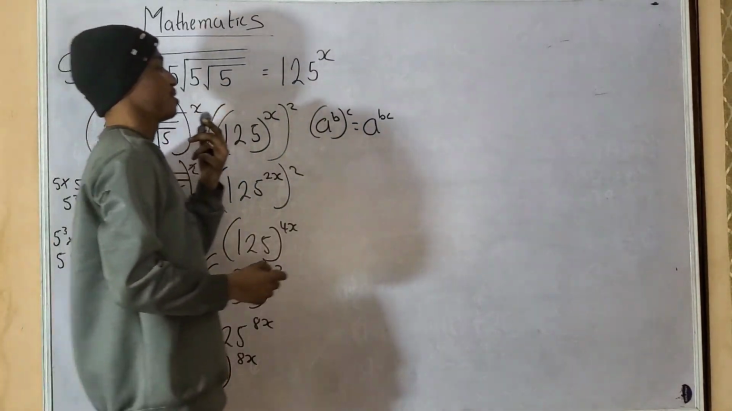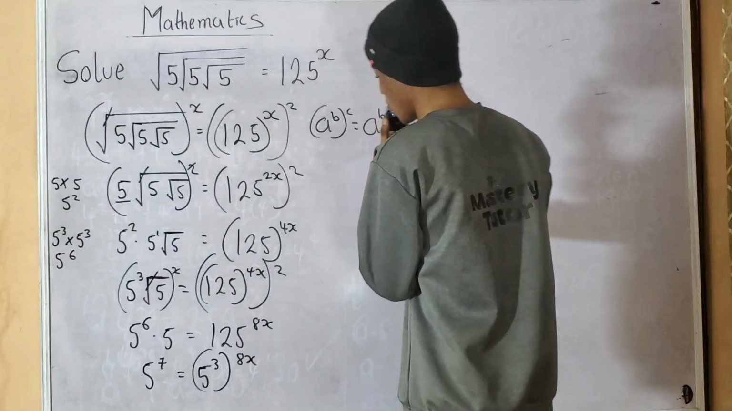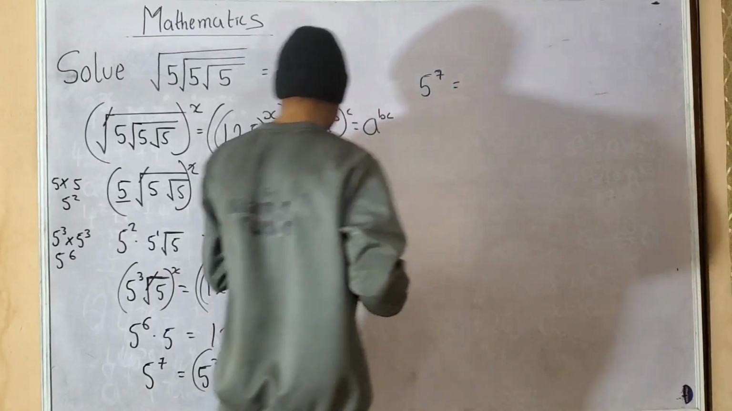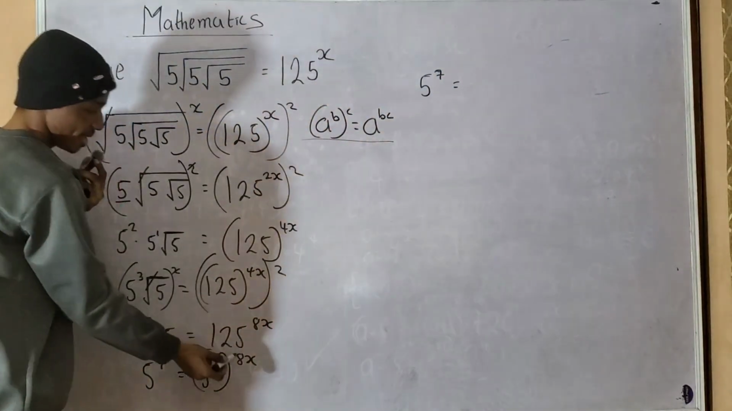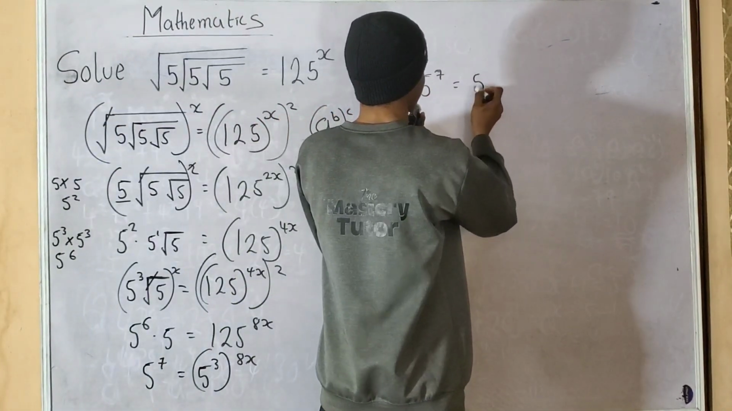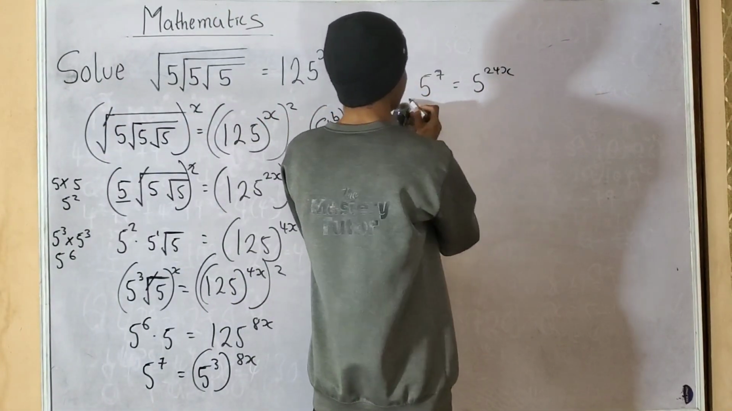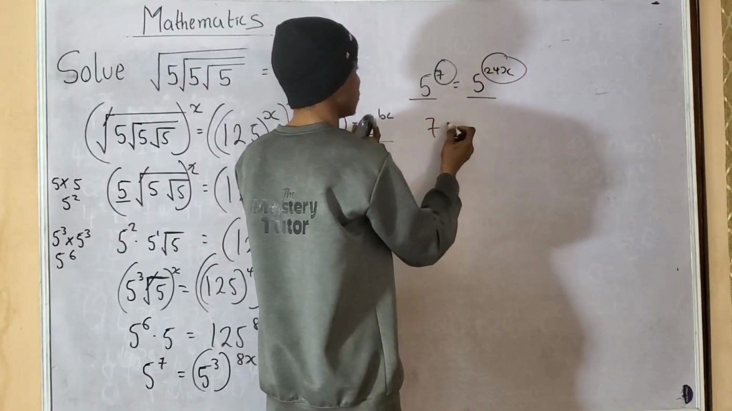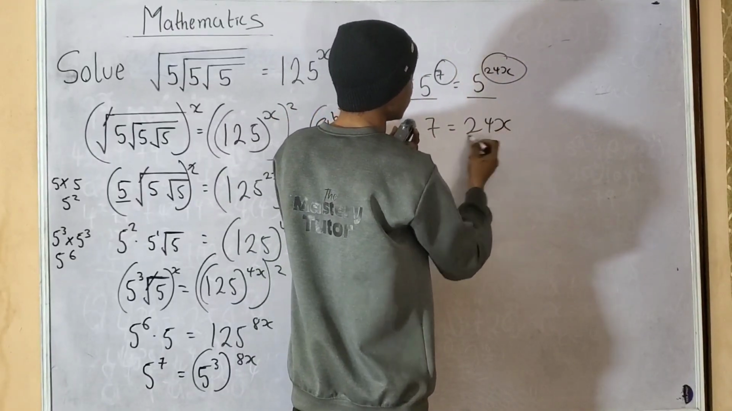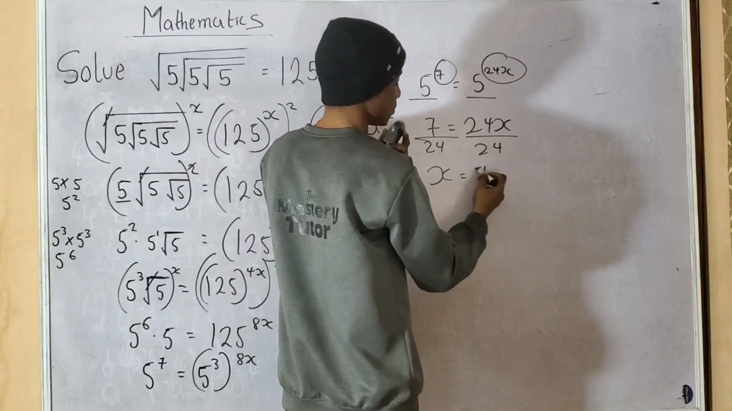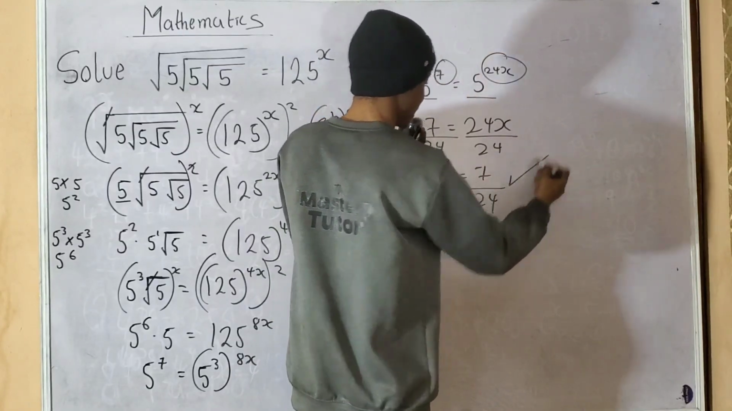Okay. Progressing, we are going to have 5 raised to the power of 7 equals to, now according to this law again, 8x will multiply 3. So I'm going to have 24x. That will be 5 raised to the power of 24x. The bases are equal. I can set the powers to be equal. So 7 equals 24x. To get the value of x, x equals 7 over 24, which is the final answer.